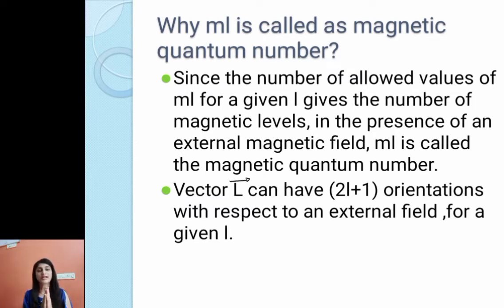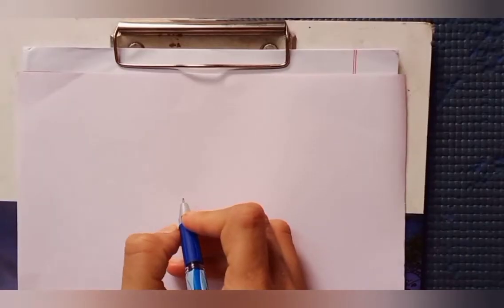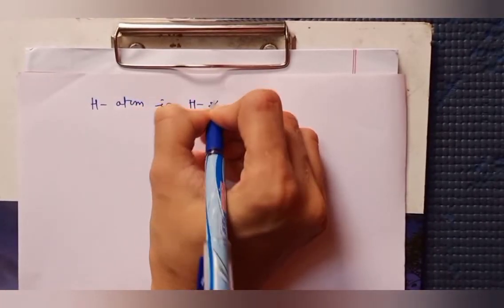Now this vector L can have 2L plus 1 orientations because we will have cos theta values also. So this vector L can have 2L plus 1 orientations with respect to an external field for a given L. Now we will solve certain problems related to SPD states. Then this splitting of magnetic levels from the L state to 2L plus 1 values will become more clear to you. So now we will consider a hydrogen atom in S state.